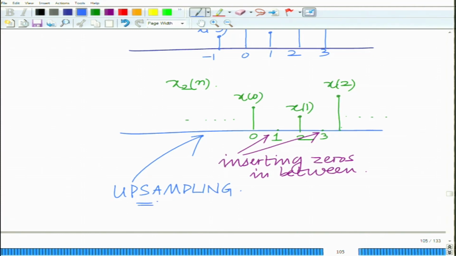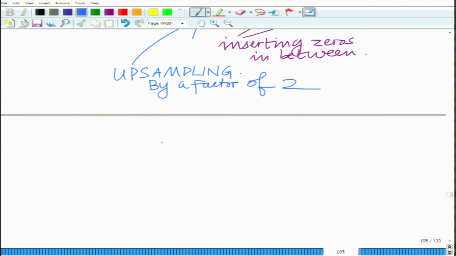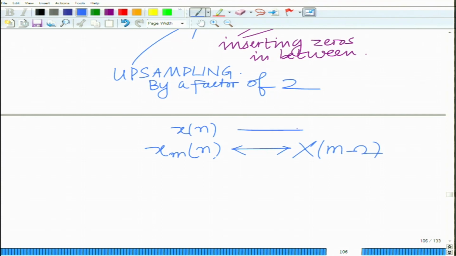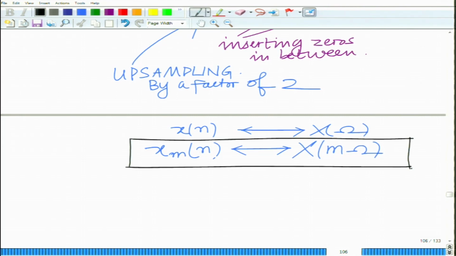This is upsampling by a factor of 2. Now, when you upsample a signal x of n, if x of n has the Fourier transform X of omega, then x2 of n has the Fourier transform X of 2 omega. That is, in the frequency domain it shrinks by a factor of 2, so what was at 2 pi comes to pi.